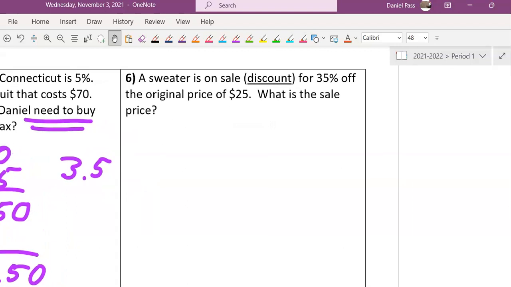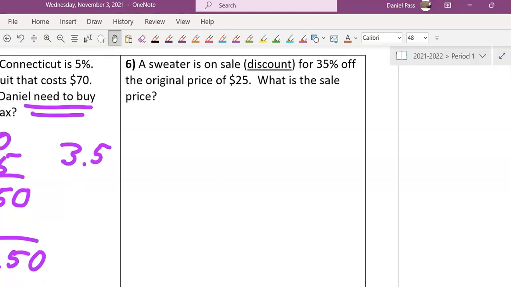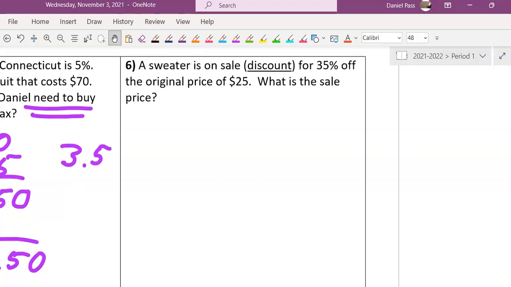A sweater is on sale. It's a discount for 35% off the original price, which is $25. So what is the sale price? All right, what color do you want to use? Red. Well, I don't have red. I have orange or pink. Orange.